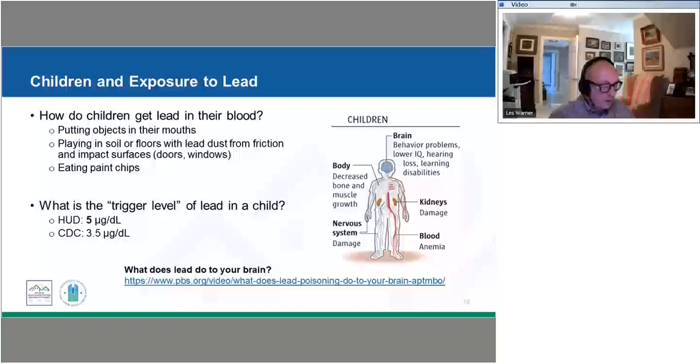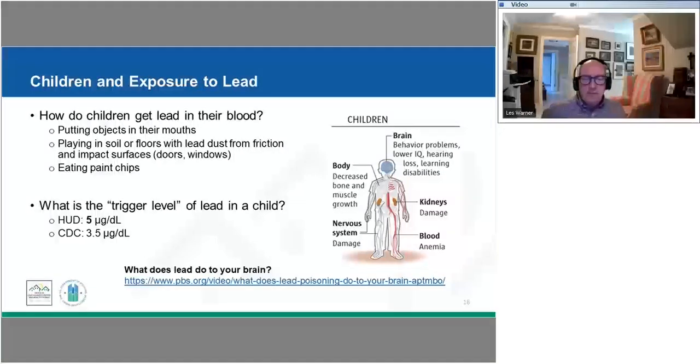And so Chris is going to be talking late in this training about when we are dealing with a child with an elevated blood lead level, and they're essentially looking at that micrograms of lead per deciliter of blood to make that determination whether we have a child with an elevated blood lead level.